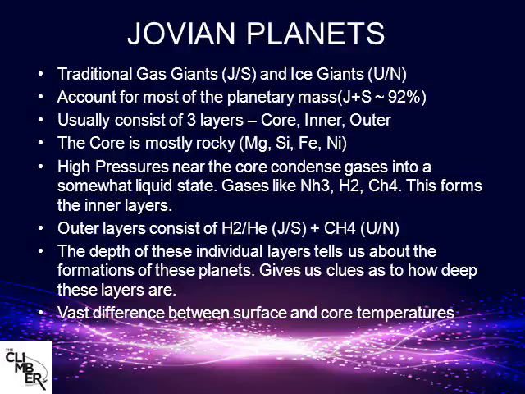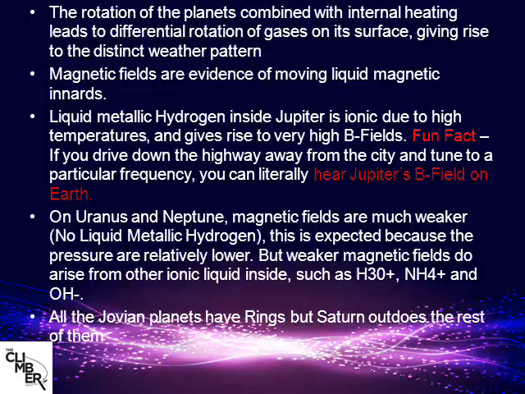So the depth of these individual layers actually tells us about the formation of these planets. And there is a vast difference between the core and surface temperatures, with the surface temperature of Jupiter being around 67 degrees Celsius, going up to 35,000 degrees Celsius at the core of Jupiter. This vast difference in temperature is due to the internal heating of the gas giants, which is the energy they give off in excess of the energy they receive from the Sun. This, combined with the rotation of the planets themselves, gives rise to the distinct stormy weather pattern characteristic of the gas giants.